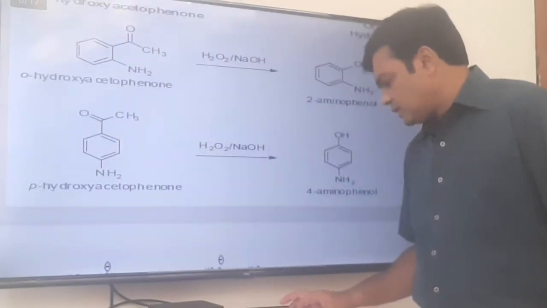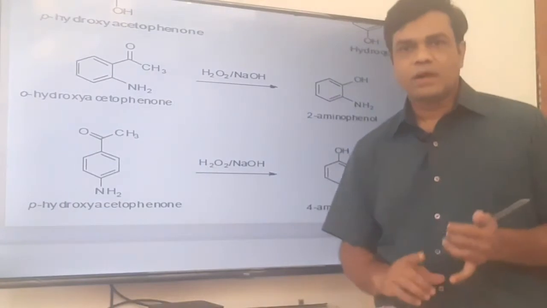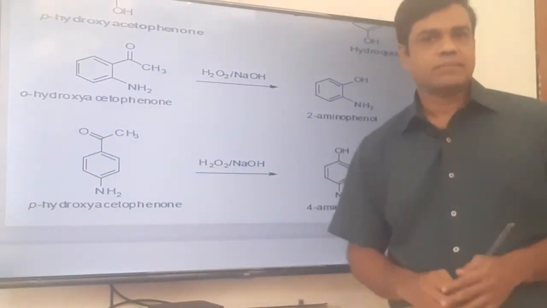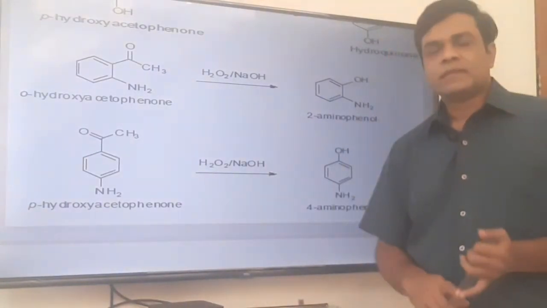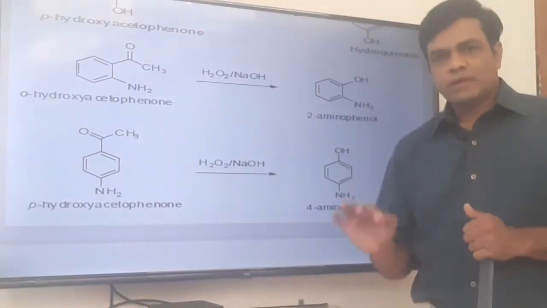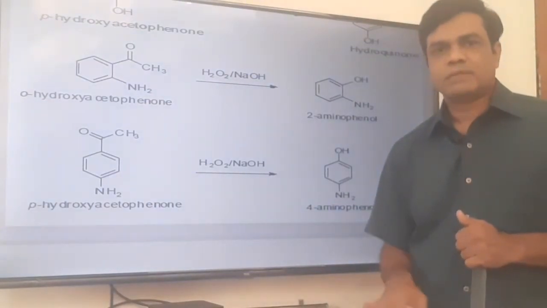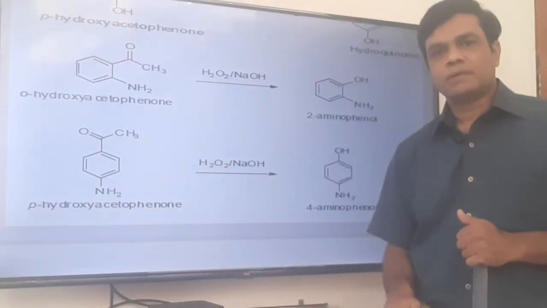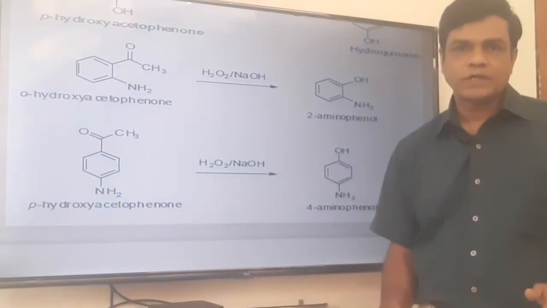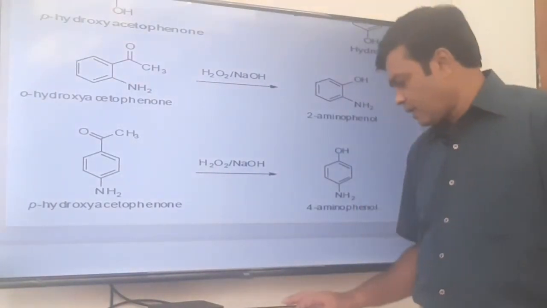Now let us summarize the applications of the Dakin reaction. The reagent is hydrogen peroxide in alkaline media. The application is that whatever may be the aldehyde or ketone group, it oxidizes to an OH group. But what is the condition? At the ortho or para position, there should be an OH or NH2 group. That is the condition. Okay.